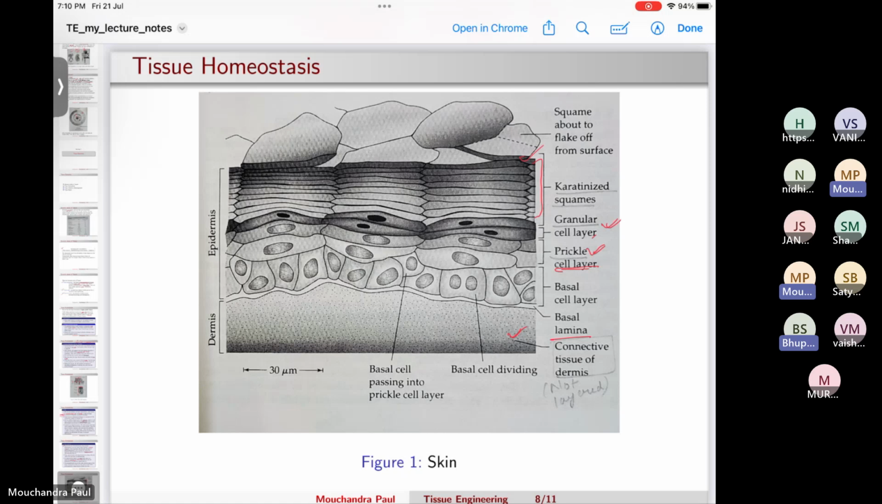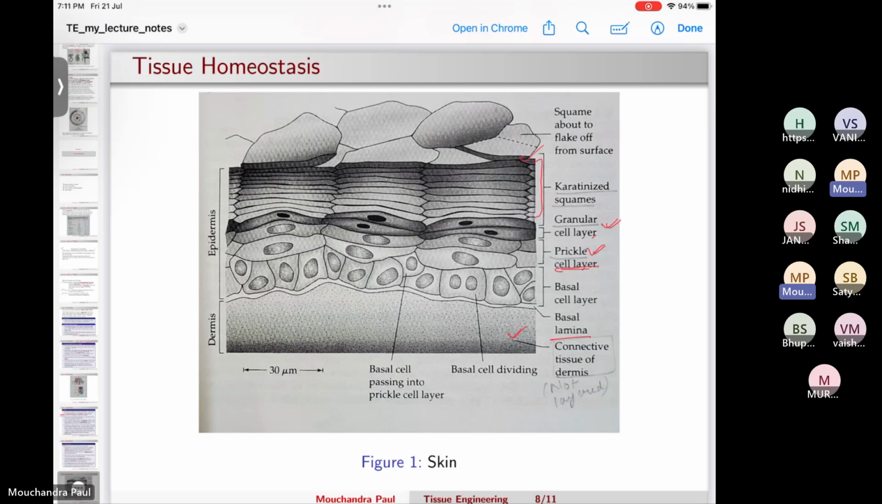Yeah. So cell division will only happen at the basal cell layer. Okay. Other than that, in no other layers will cell division happen. All right. So when a child is growing up, at that time the cell morphology is also changing.